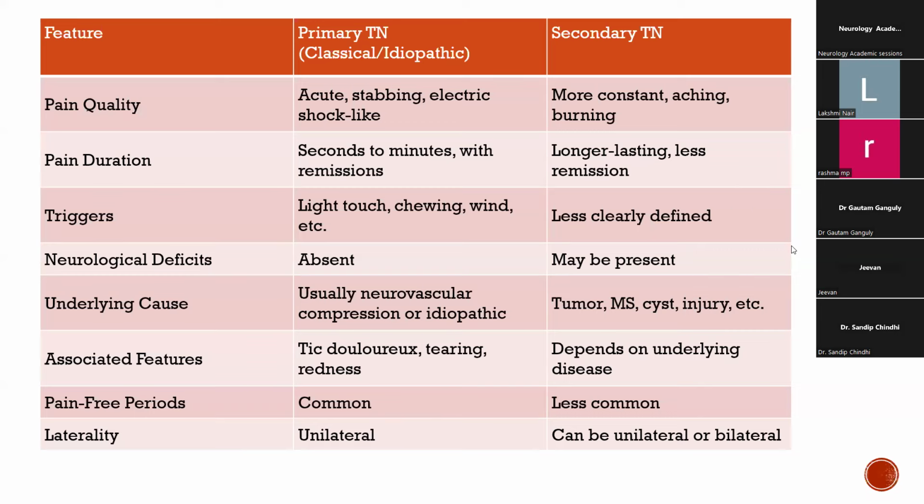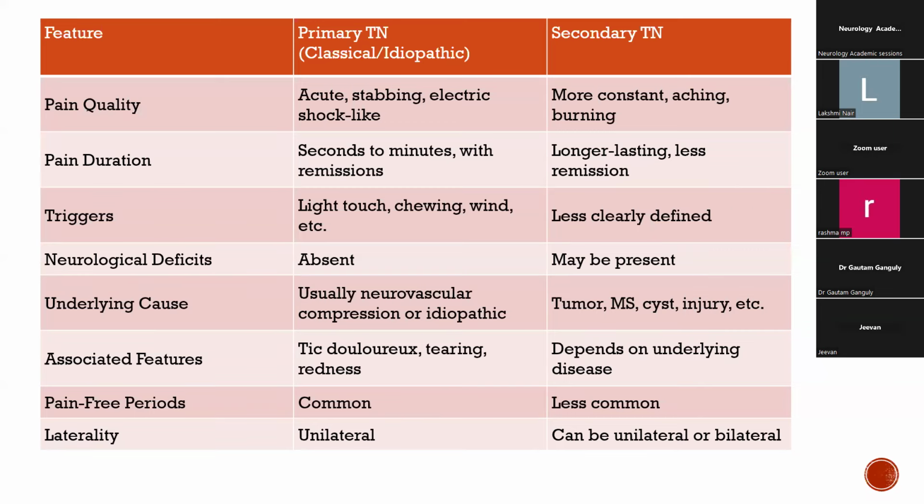So now the main features, that is the distinguishing features, between primary as well as secondary trigeminal neuralgia include, one, the quality of pain. In primary trigeminal neuralgia, the pain will be mostly acute, stabbing, electric shock-like, and in secondary trigeminal neuralgia, it will be more constant as well as burning type.